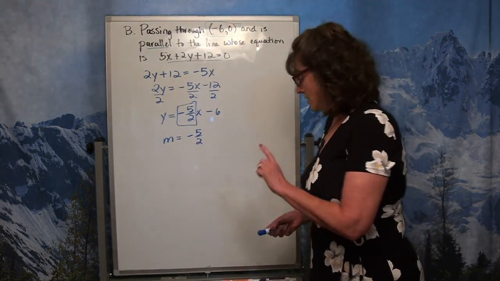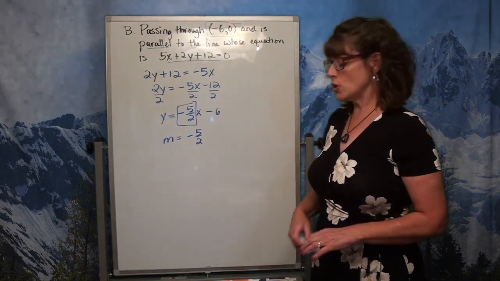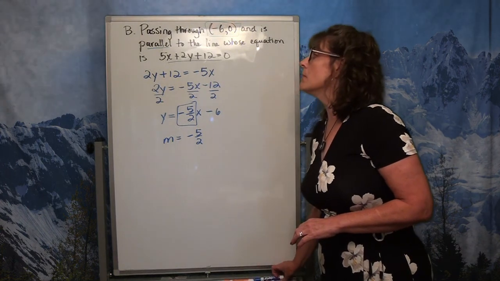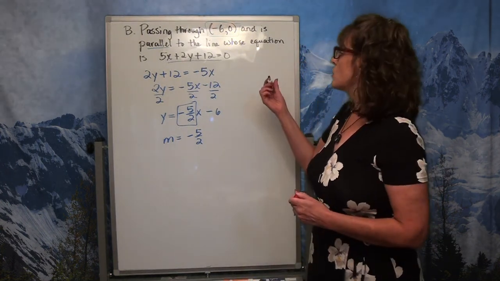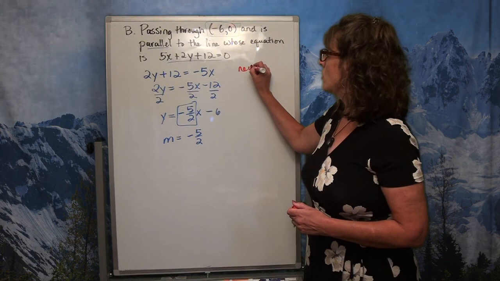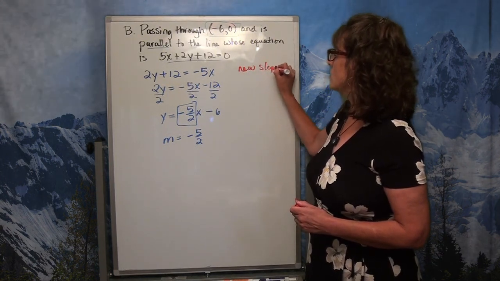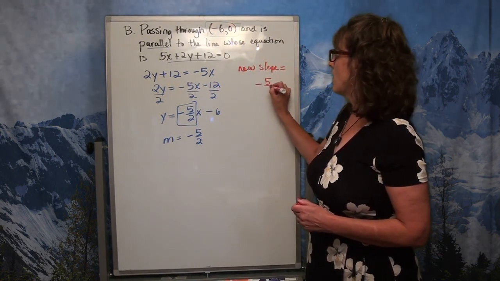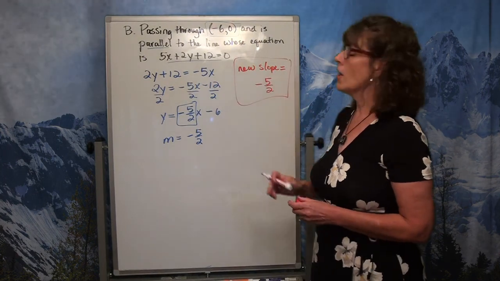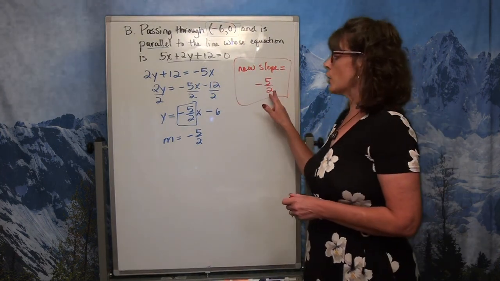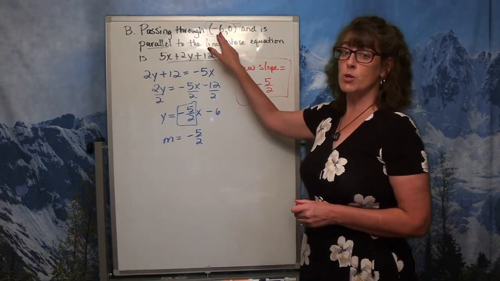Now what I'm going to do is take that slope and I'm going to use it in my second line. And remember, those 2 lines are parallel. So what do I know then about the new slope? Yes, that new slope is also going to be negative 5 halves. So the new line has a slope of negative 5 halves and goes through this point.